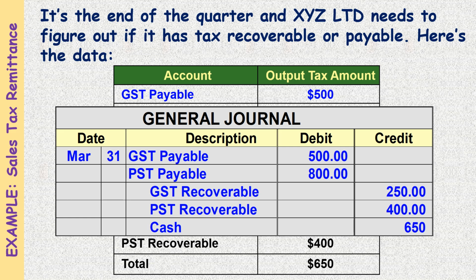So the journal entry is to debit the GST payable and debit the PST payable, since we are making those payments to the government, so these accounts will be debited. And the GST recoverable and PST recoverable accounts will be credited so that we can also offset this amount with the amount of payables. And the difference comes to be $650. That is the cash that XYZ Limited will pay the government. So this is how we record the payment to the government in this case.